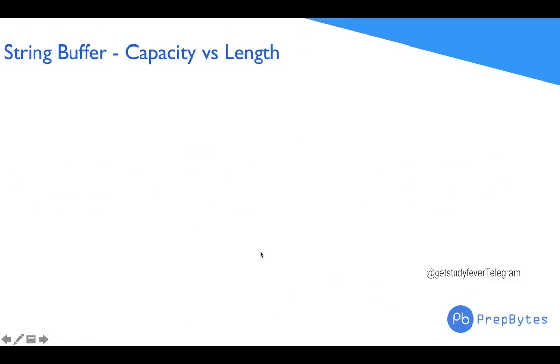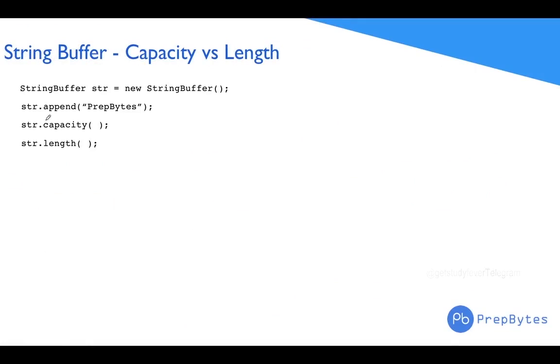Now let's talk about capacity versus length. So let's say I create a new object str. If I do something like str.append("prep bytes"), and after this statement I print str.capacity(), it gives me 16. As I said, at this point a new object is created with capacity 16 and length 0. But after we have appended "prep bytes" to this string, our length is going to be 1, 2, 3, 4, 5, 6, 7, 8, 9. So str.length() gives me the value 9.